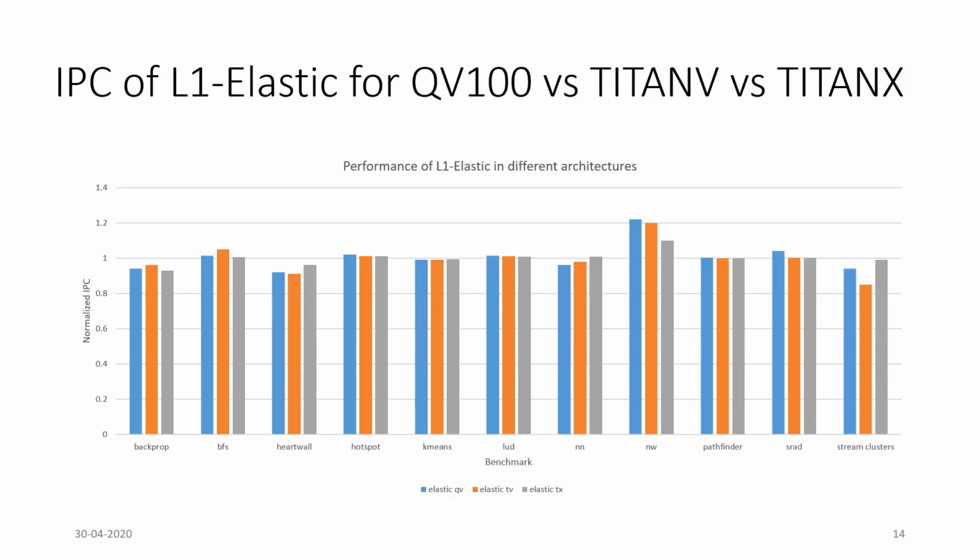We also measured the performance of the L1 elastic cache for Volta and Pascal architectures. We saw that the performance gain in Volta is higher than in Pascal, mainly because in Pascal the L1 cache size is larger than Volta, which is kind of intuitive, since elastic cache performance will be better when our L1 cache size is smaller.